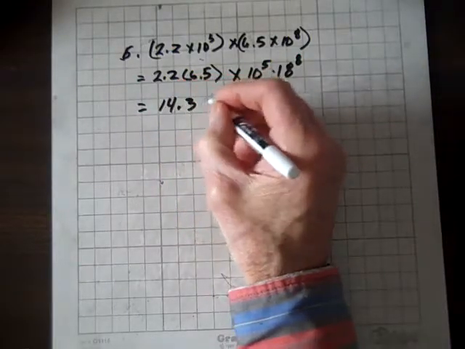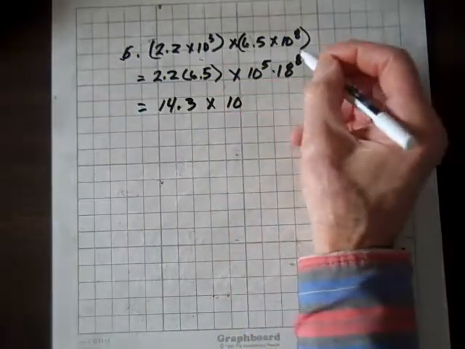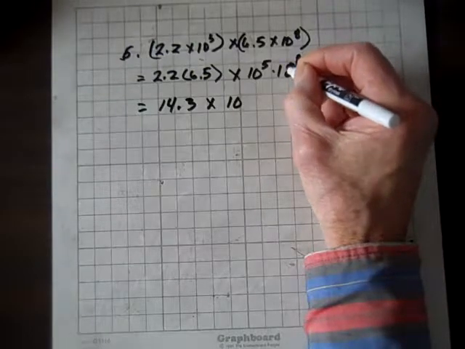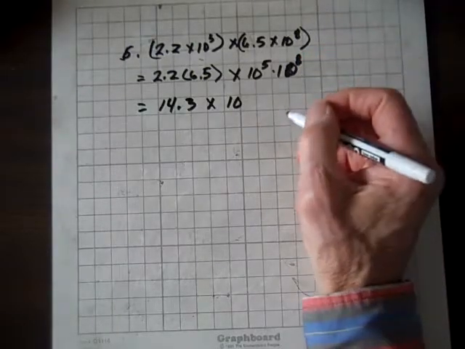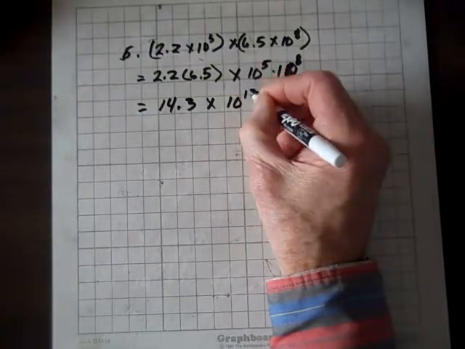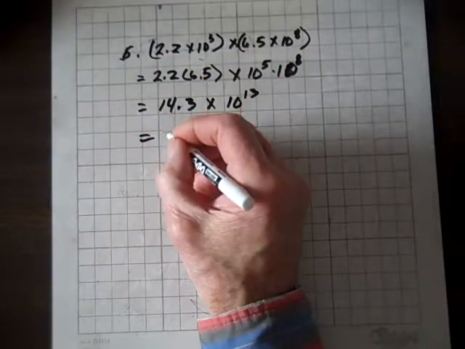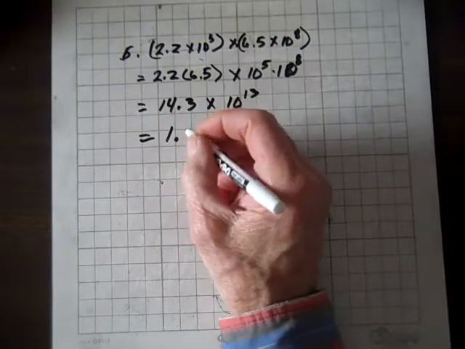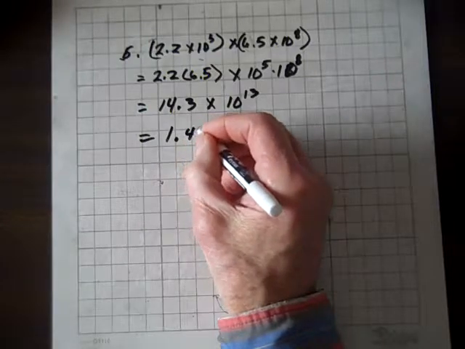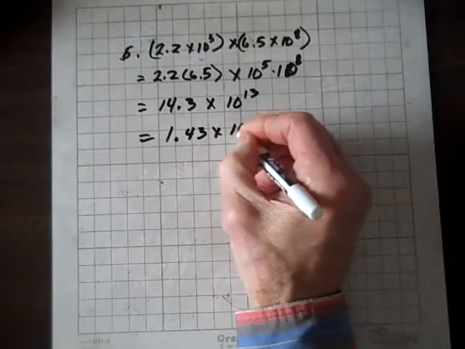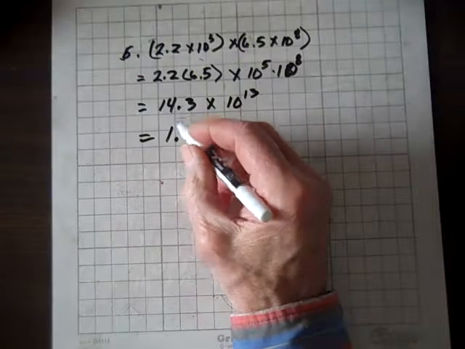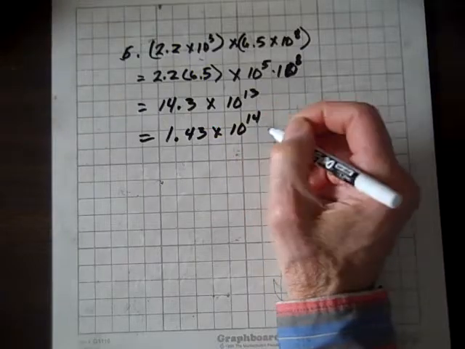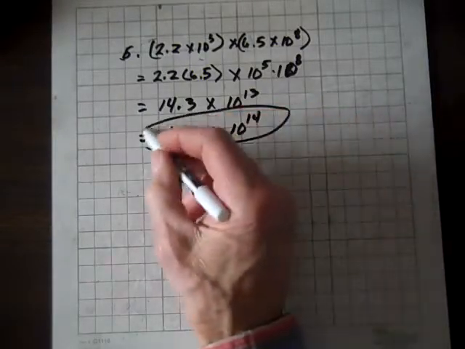14.3, and now times 10, and we add these exponents, and that should be a 10 here, not an 8, a 10. Good. And so we get 10 to the 13th, so that's going to equal, in terms of scientific notation, we have one digit to the left of the decimal, 1.43. Since we made this number smaller by a factor of 10, we have to make this larger by a factor of 10, so 10 to the 14th, and we're done.